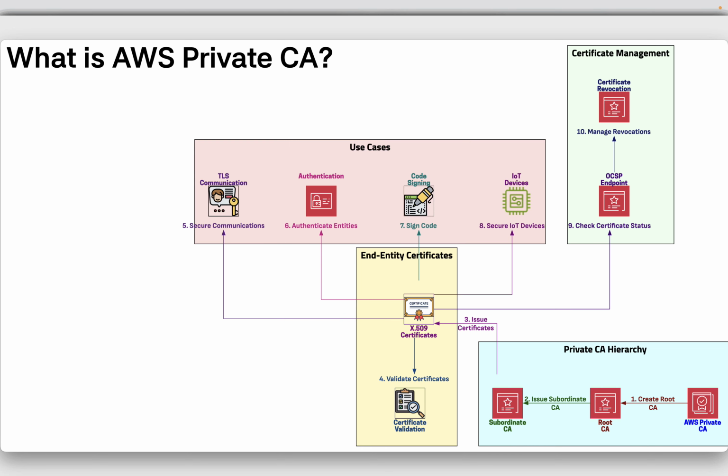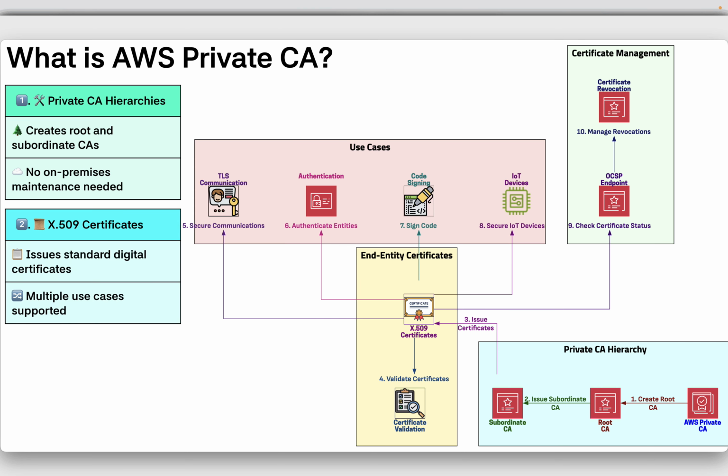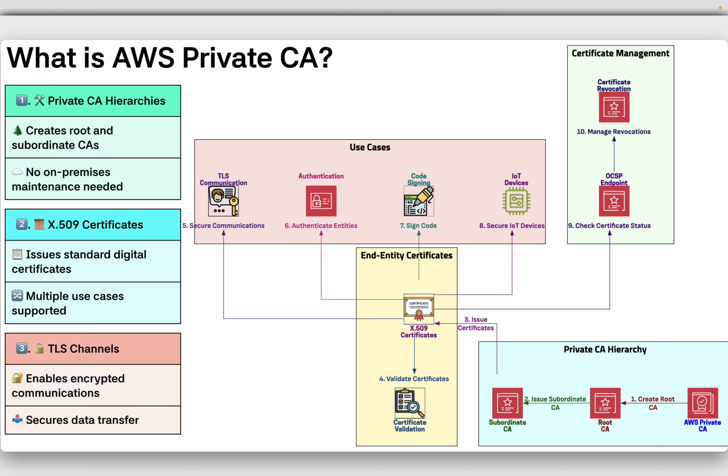So what is AWS Private CA? AWS Private CA allows you to create your own private certificate authority hierarchies. This includes both root and subordinate CAs without needing to invest in or maintain your own on-premises CA. With your private CAs, you can issue X509 certificates which are used in many different situations. These certificates help create encrypted TLS communication channels, making data transfer secure.